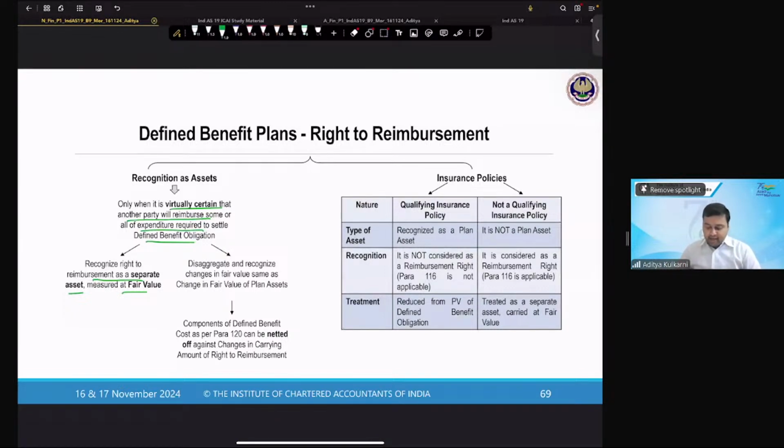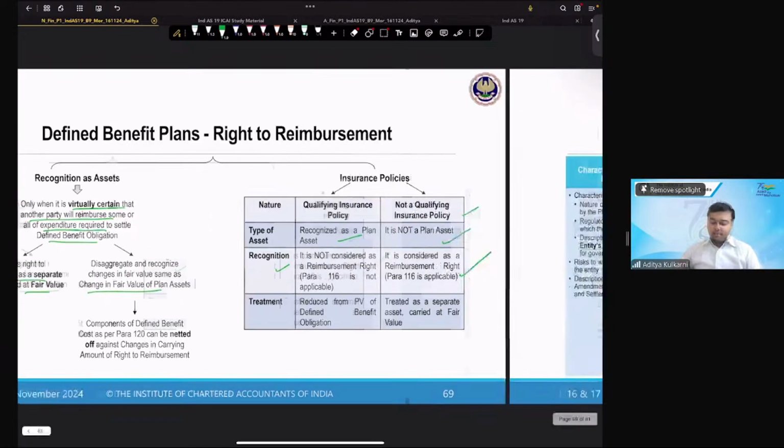Disaggregate and recognize the changes in fair value in the same way as the change in fair value of plan assets. Okay. Insurance policy, qualifying insurance policy, book it as a plan asset, not considered as a reimbursement right. And if it is not a qualifying policy, then it is not a plan asset, but treat it as a reimbursement right. Qualifying policy, you will net it off against the obligation to give the net DBO. In the case of a non-qualifying policy, show the policy as a separate asset and the obligation as a separate liability.